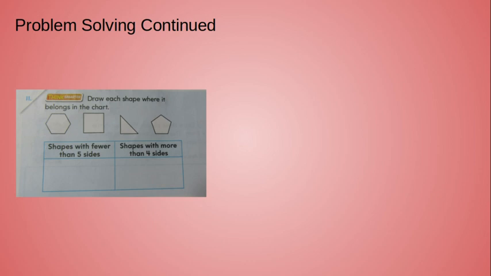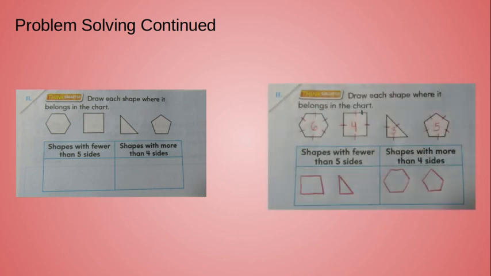All right, let's check over your answers. If you need more time, push pause. When you're ready, let's take a look. Got all my labeling. I wrote the number of sides inside each shape. And then underneath shapes with fewer than 5 sides, I have the square with 4 sides and the triangle with 3. Underneath shapes with more than 4 sides, I have the hexagon that had 6 sides and a pentagon that has 5. Check yours over carefully, and then you're all set.